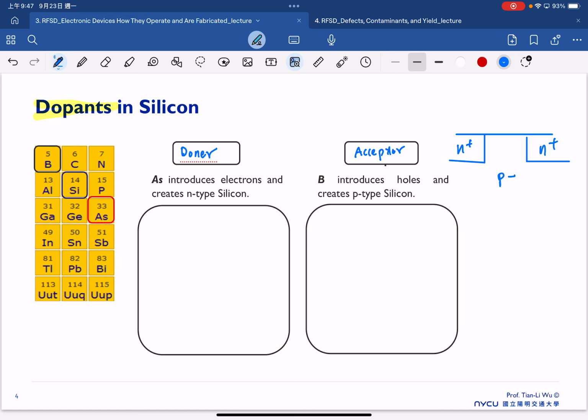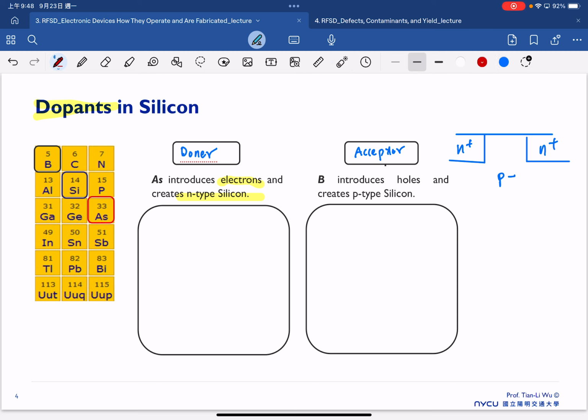So the donor is one that introduces electrons and creates the N-type silicon. First of all, we need to understand why the donor can introduce electrons. Basically, the donor is in the group 5 category. Group 5 category means we have 5 electrons in the outer shell.